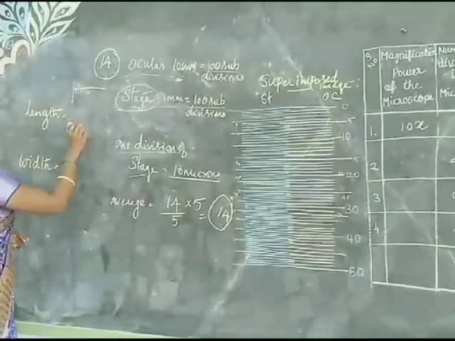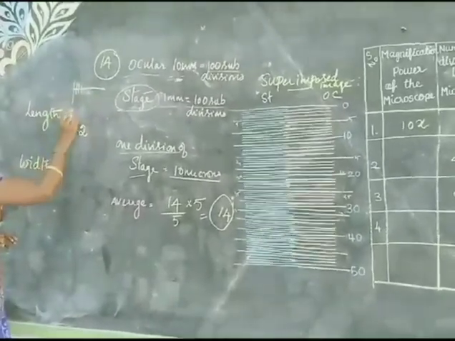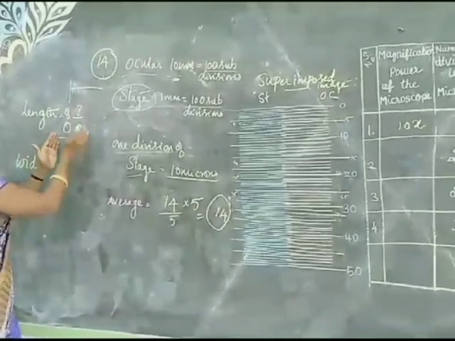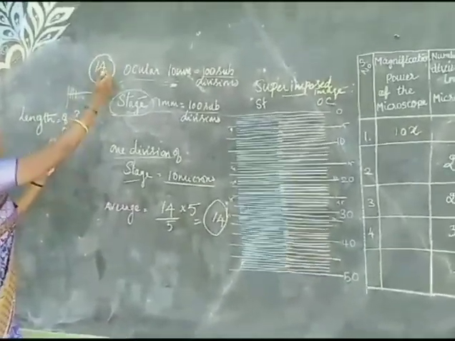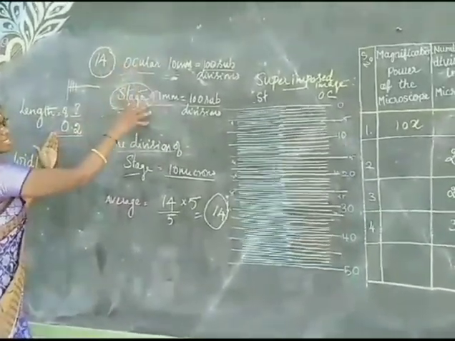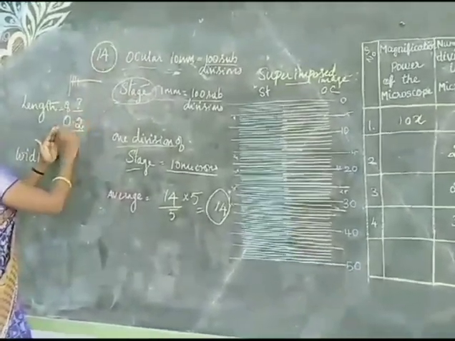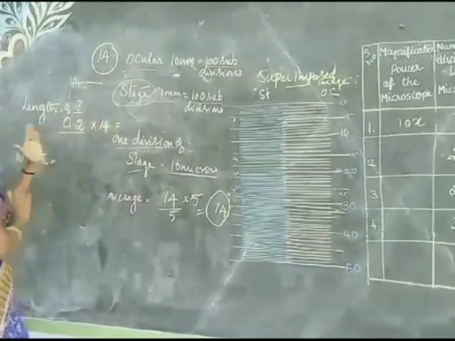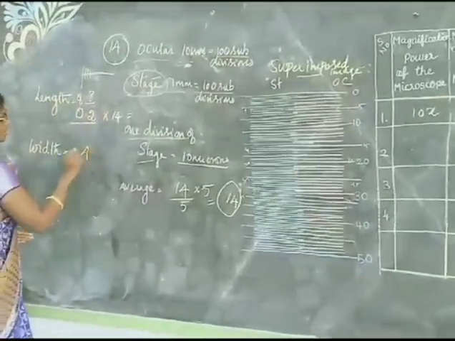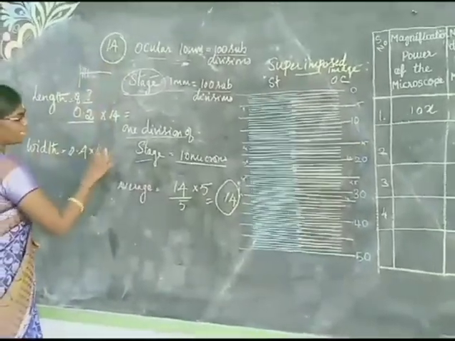For example, if it is coming like 0.2, so the length of Euglena or some other organism is estimated, and that value is taken and multiplied by your calibration value. Why? Because we have already derived the stage and ocular reading. We are removing the stage micrometer and using the ocular alone. So we are multiplying 0.2 into 14. So this is the answer for the entire length of the organism. Similarly, for example, if the width of the organism is 0.4, you need to multiply it with the calibration value.